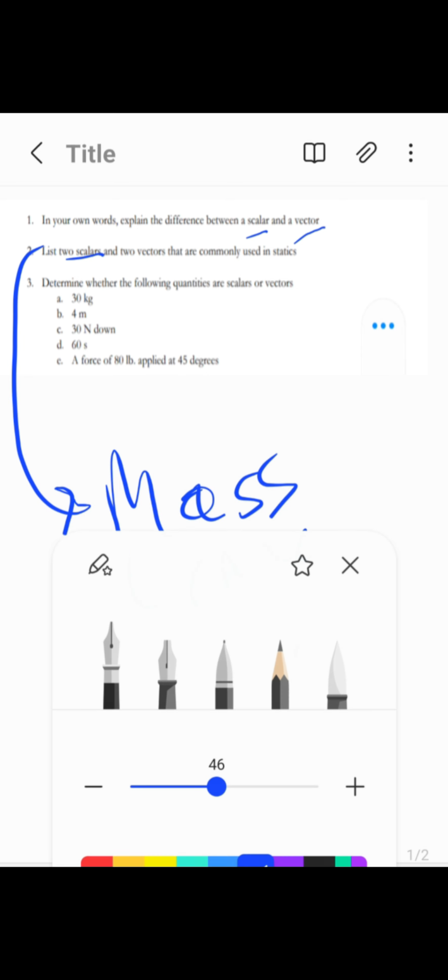Of course, time. Whether you are moving or not, time is moving. So when we talk about time, it will be the scalar that we can think of. Perhaps because we have an object, but that object is stationary, that object is not moving, therefore we can maybe talk about mass as another solution that we can think of for scalars commonly used in statics. So for number 2, we can talk about the mass, we can talk about the time. Those are the two scalars that we can think of.